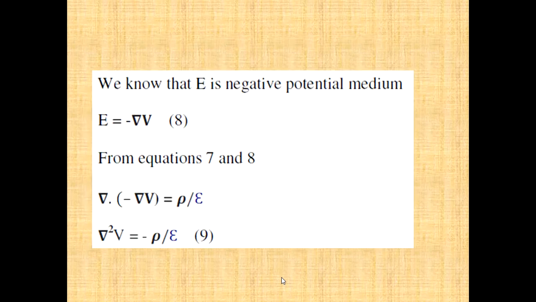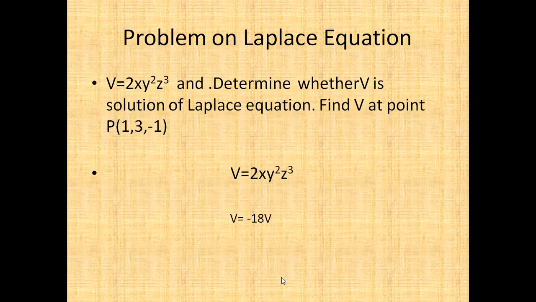Now E is equal to minus del V. This is the potential related property: if you take the gradient of potential, basically the difference of potential in the negative direction, you get the electric field intensity. Substituting this into del dot E bar, we get del dot del, which is del square V, and the minus sign is shifted to the other side. So del square V is equal to minus rho upon epsilon, and this is called Poisson's equation.